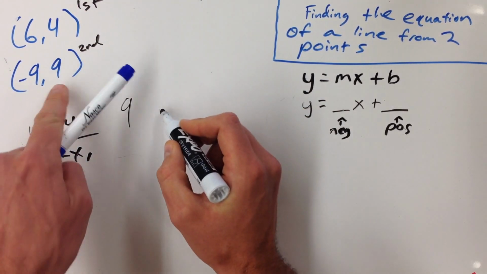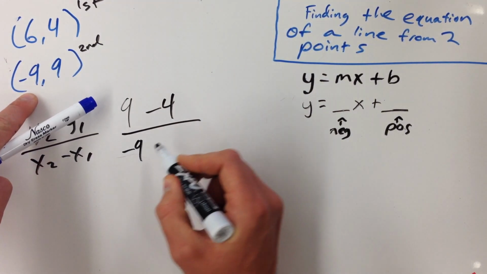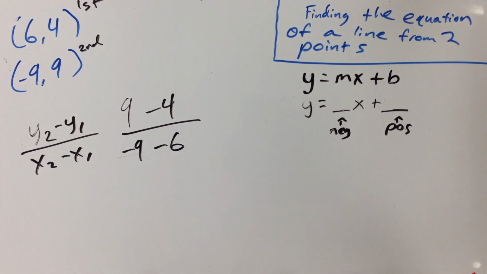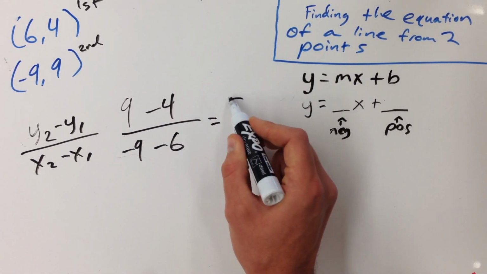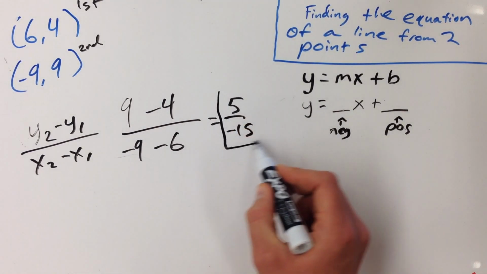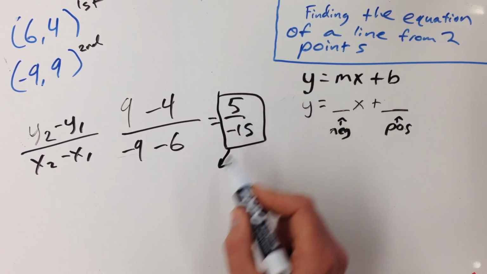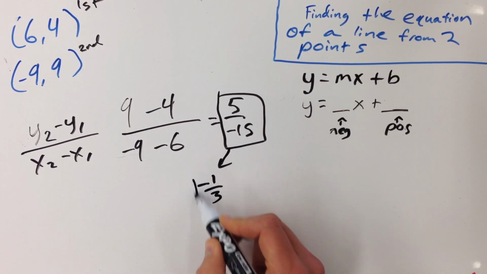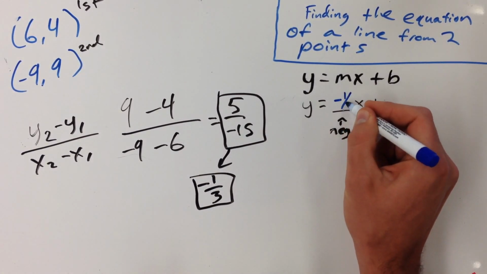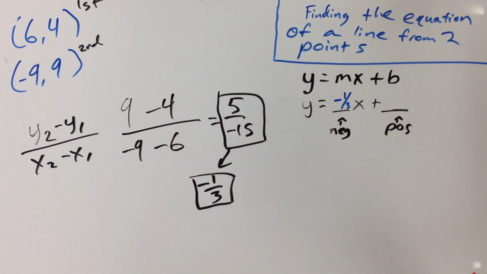My second y, 9, minus my first y, 4, over my second x, negative 9, minus my first x, 6. When I calculate this, I'm going to get 5 over negative 15. While this is the slope, it's not fully reduced. Both of those are divisible by 5, so if I divide the top by 5 and the bottom by 5, I'm going to get negative 1/3. So, we're halfway there: negative 1/3 x. I just need to figure out what my y-intercept is, and I'm home free.